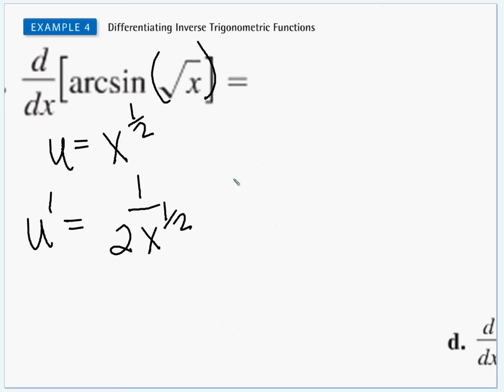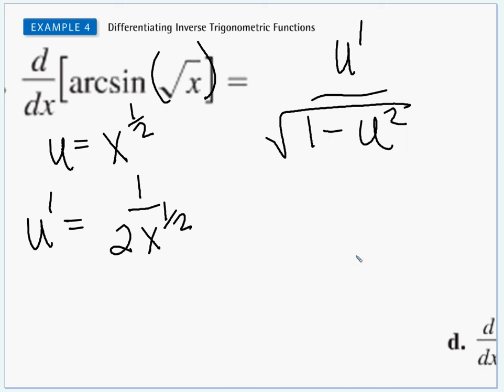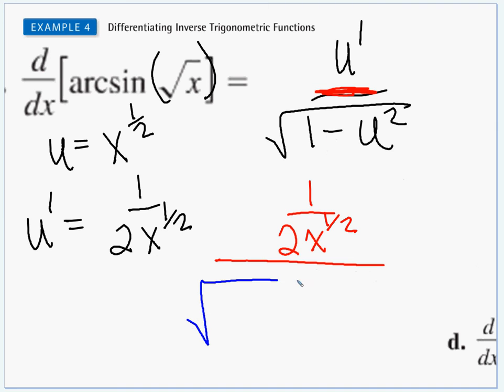Okay, arc sine, we've seen this one already. That is u prime over radical 1 minus u squared. Okay, let's start putting some stuff in. I'm going to sort of color code this. Our numerator u prime, that's the 1 over 2 x to the half. And then our denominator, let me switch to blue ink, is radical 1 minus u squared. And in for our u is the x to the half power.